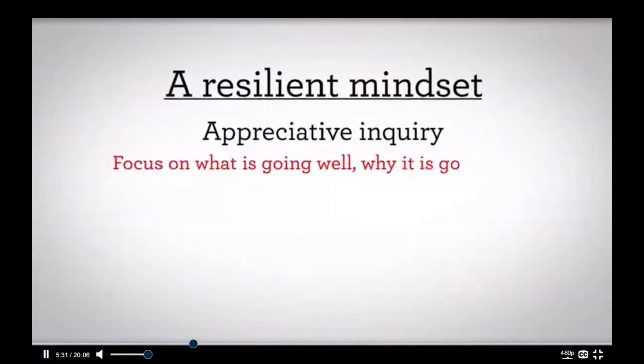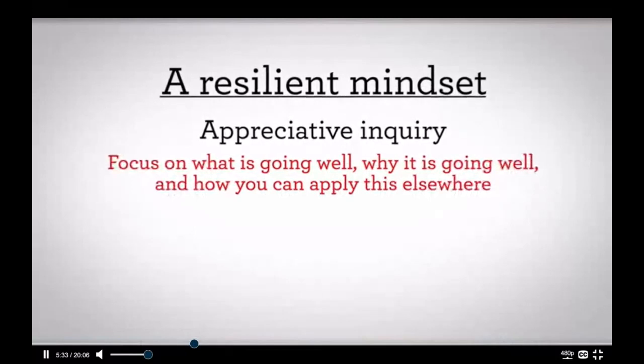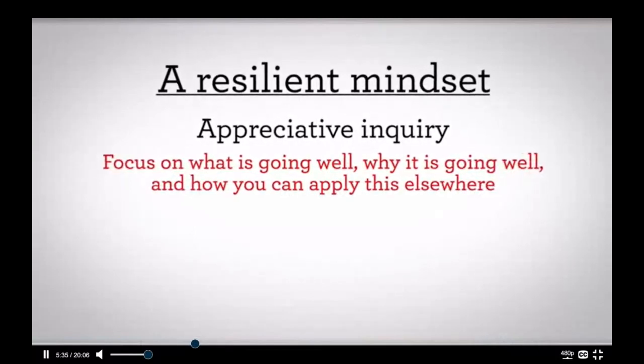And this is where appreciative inquiry comes into play. Because appreciative inquiry isn't just about focusing on what's going right. We can all do that to some degree, I think. But it's focusing on the why. Why has it gone well? And that's where the inquiry part comes into play, and where it's most effective, this mindset of appreciative inquiry.